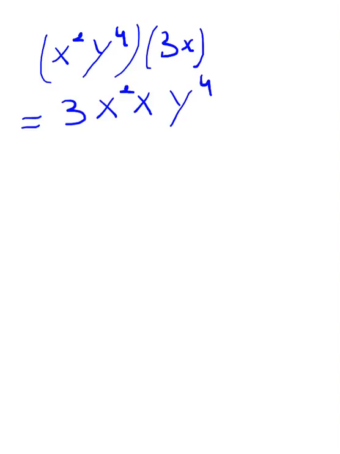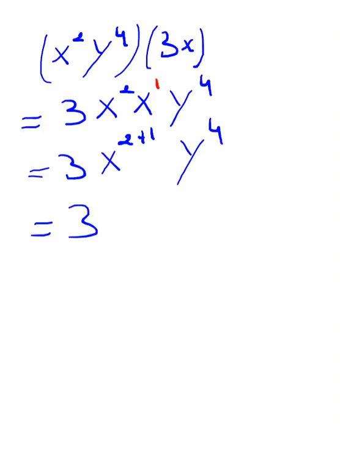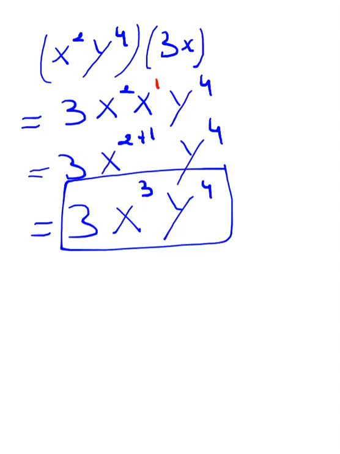Now here we got x to the 1, right? So we're going to add the exponents. So we have 3 times x to the 2 plus 1 times y to the 4th. Here we have 3x to the 3rd y to the 4th. And that's the solution here. Okay? Let's get another example.